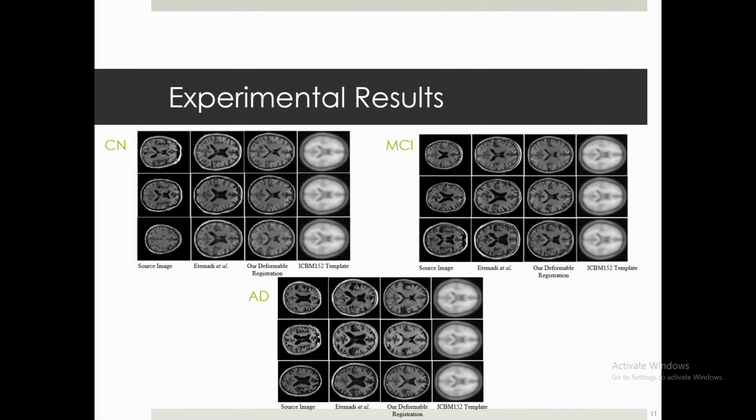This slide illustrates the registration results of Etemadi et al. at the second column and our registration method at the third column for 3 sample images from the CN, MCI, and AD categories. The fourth column shows ICBM 152 as the fixed image. Again, the proposed registration method provided significantly better results compared to Etemadi's registration algorithm. It can be simply investigated in the brain ventricles.